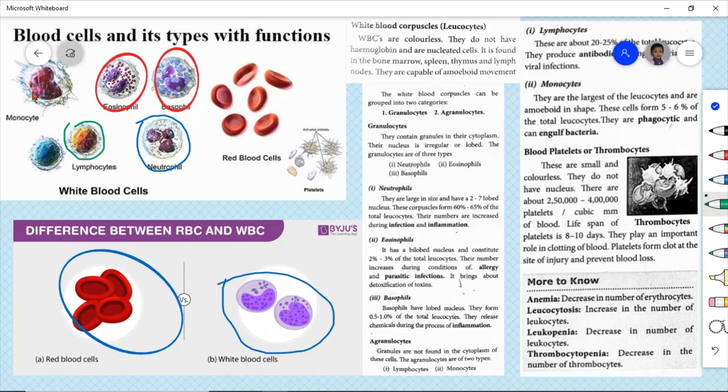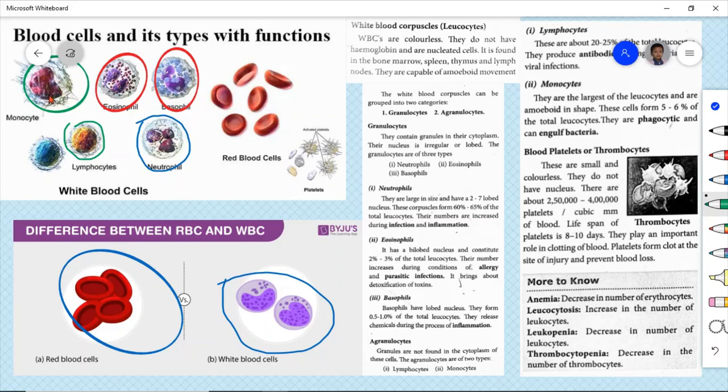Then the second one is the monocyte. This monocyte is the largest of the leukocytes. So in the WBC, this is the largest one. The shape is irregular. There is no definite shape. Irregular in shape or amoeboid in shape. Amoeboid means there is no definite shape. So amoeboid in shape or irregular in shape.